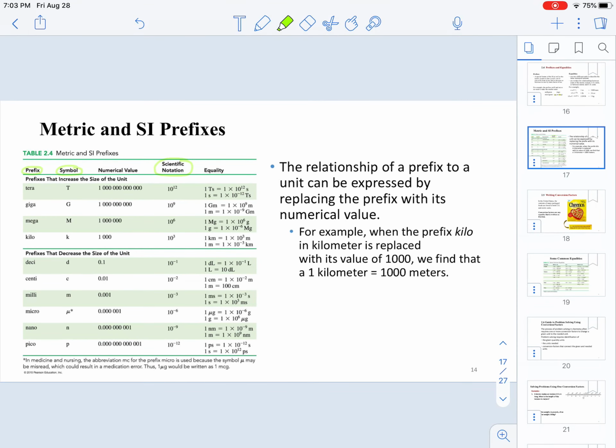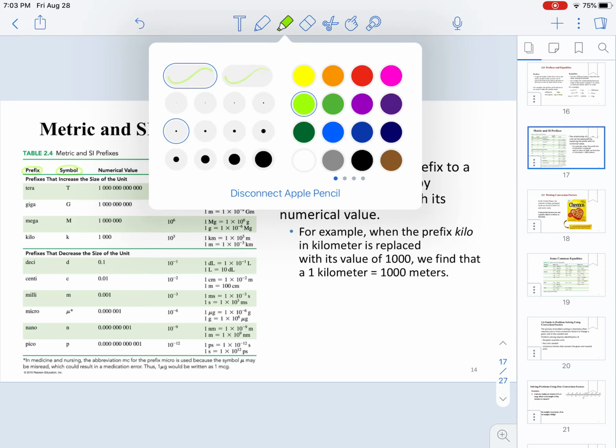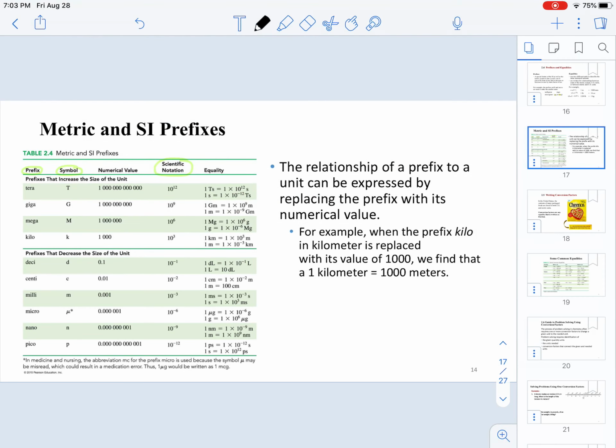Why is it important to know these prefixes? Well, the relationship of a prefix to a unit can be expressed by simply replacing the prefix with its numerical value. So let's look at a relationship as an example, which now I'm just going to utilize my pencil. I'm just going to box it. Here we have the relationship between kilometers to meters. So 1 kilometer, okay, if we replace the kilo word with its numerical value, that is going to give us the relationship between kilometers and meters. Understand that meters is the basic unit compared to the kilo prefix.